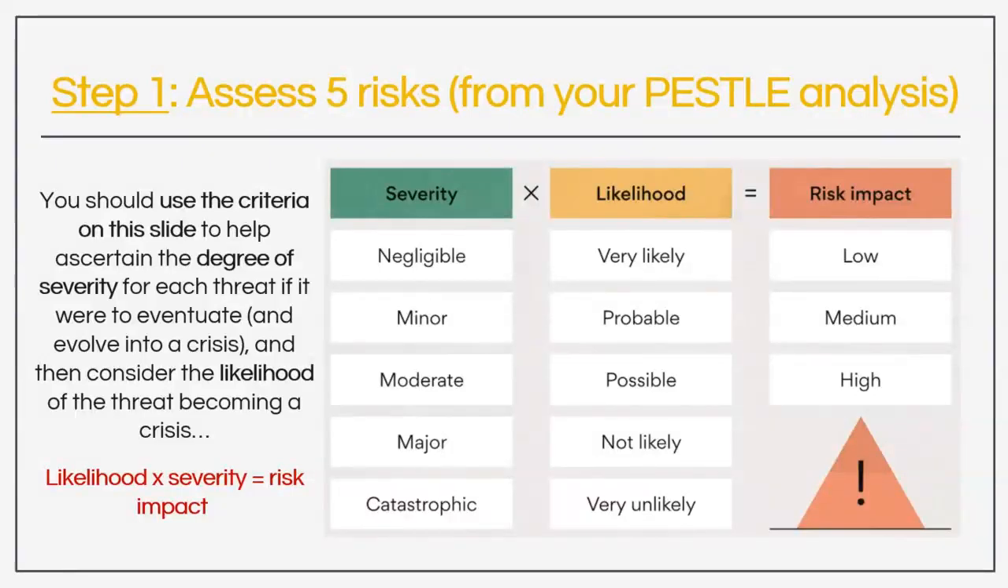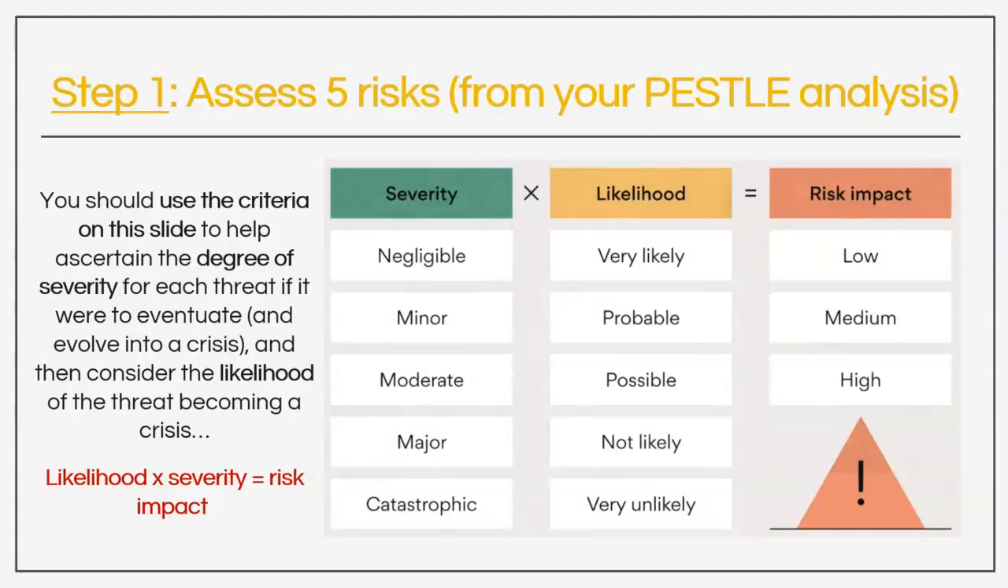For each one of these, you want to think about how severe the impact would likely be, and also how likely this risk is to actually lead to a crisis. And when both of those are high, then that's a high risk, a high impact situation that needs attention and needs a crisis plan.